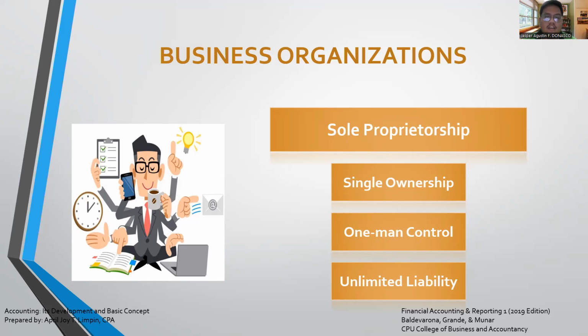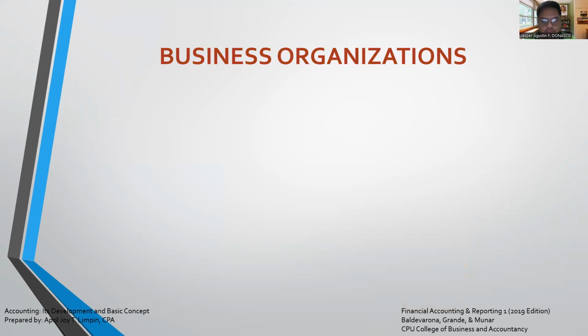personal property. So meaning, if I'm a sole proprietor and if my business cannot cover my debts, I need to find a way to sell everything that I also have just to pay my creditors. So that's what it means to have unlimited liability. Even your personal life can be in danger when the business goes down.